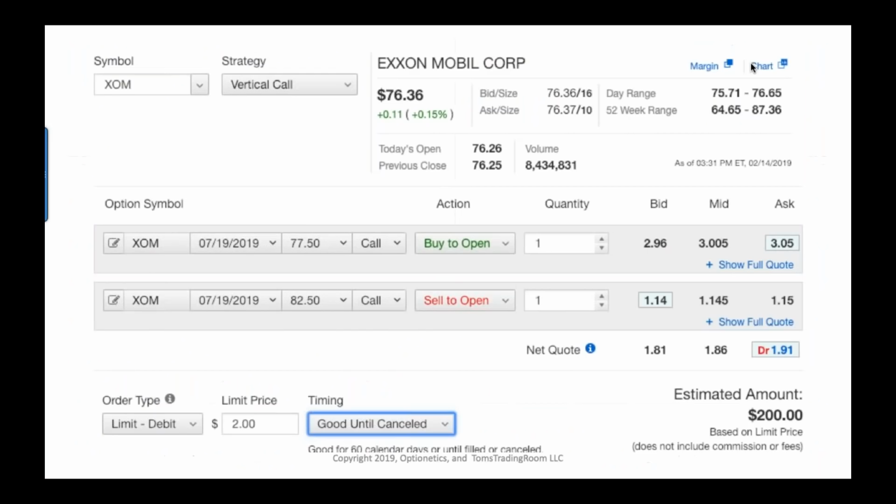This is an example of putting this into a broker's platform. This was the trade cost at 3:31 p.m. today. We were at 76.36, and you can look at the 77.50, 82.50, July 19th. Remember, this was just over $3 on the mid, just about $1.14 on the offer. So right down the middle is 186. I actually like this up to $2. So that's a potential case study I want to tell you about.